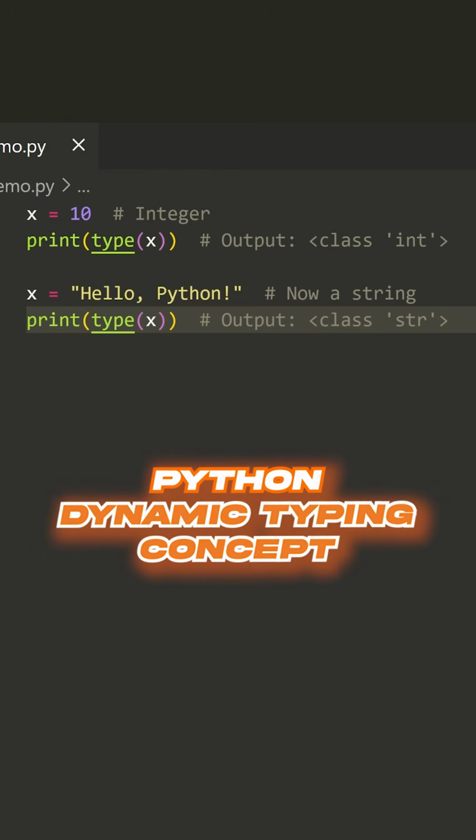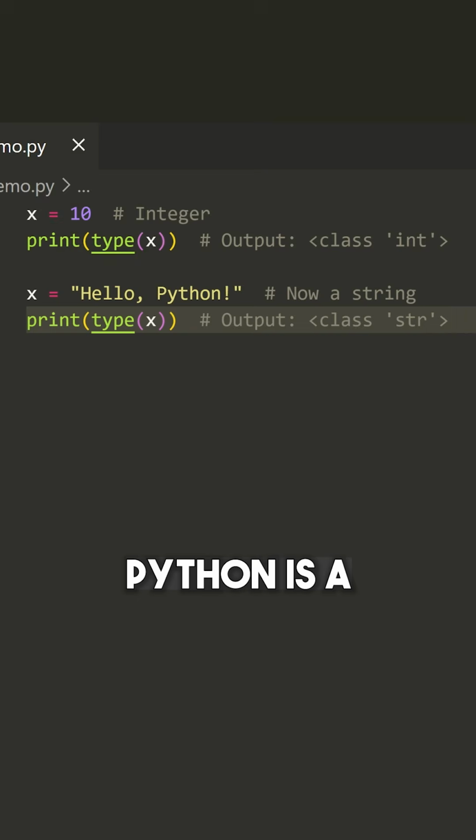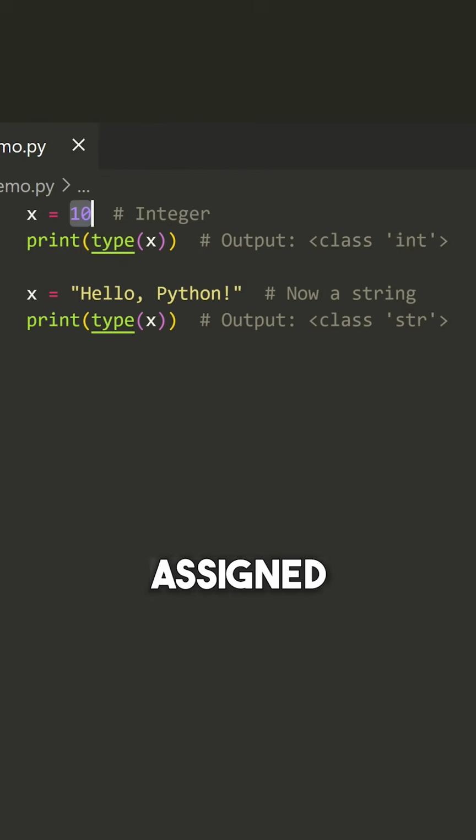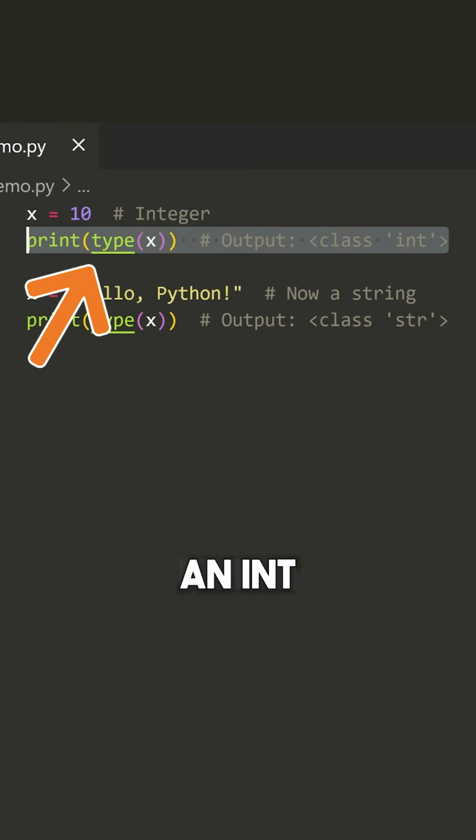First concept is dynamic typing. Now, Python is a dynamically typed programming language, and that means that whenever you define a variable, its type can actually change later on. So here we have a variable x equals 10. Because we've assigned 10, which is an integer, to x, the type of this variable is an int.